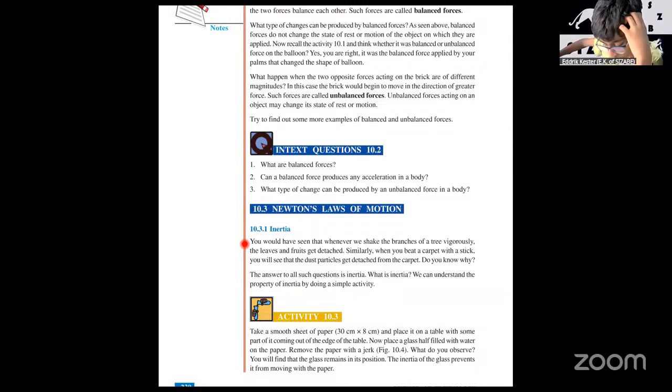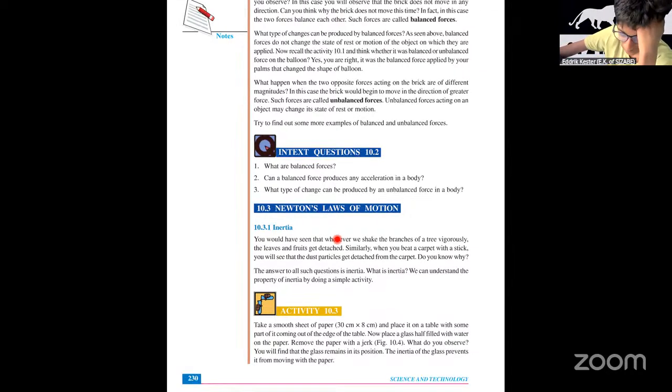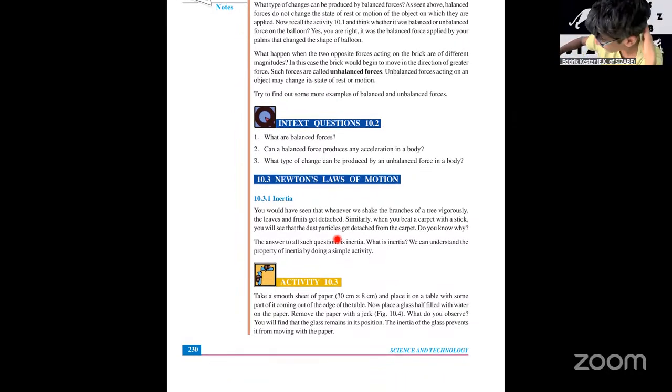Newton's laws of motion. 10.3.1 Inertia. You would have seen that whenever we shake the branches of a tree vigorously, the leaves and fruits get detached. Similarly, when you beat a carpet with a stick, you will see that the dust particles get detached from the carpet. Do you know why? The answer to all such questions is inertia. What is inertia? We can understand the property of inertia by doing a simple activity.